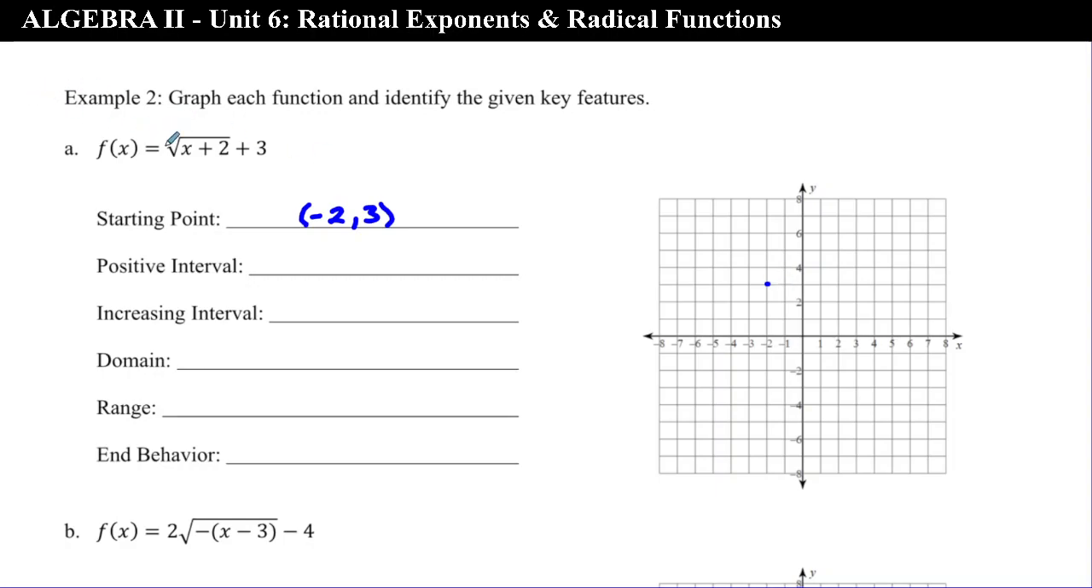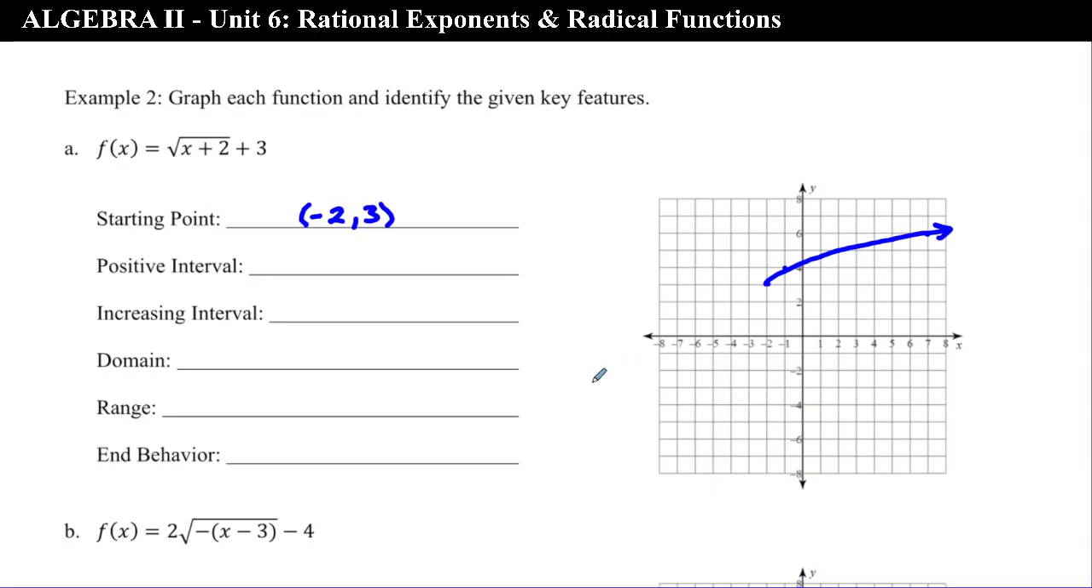And since we have no a value, we're not vertically stretched or compressed, and we're not reflected at all, so we can go up 1 over 1, up 2 over 4, and up 3 over 9. Now, I'm treating this very much like a parabola because it is half of a parabola turned on its side.